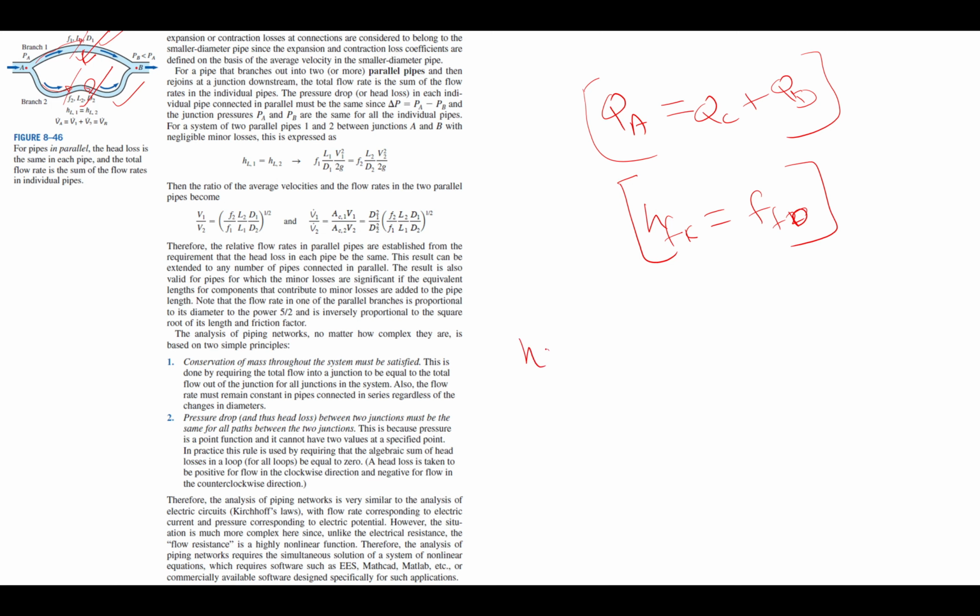Your hf actually depends on what? f L V square by 2gD, or you can say f L Q square by 12.1 D to the power 5. So your hf depends on length as well as your Q. Or if your material is the same, then this will be constant. So this is a function of two things.